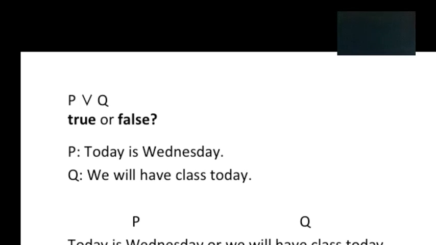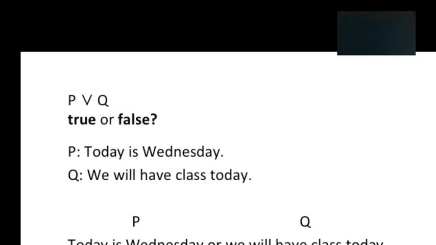So if I say it on a Wednesday and we actually have class, certainly the whole thing is true. It's true because today is Wednesday, and it's also true because we'll have class today. It's sort of doubly true. So the first row of the truth table looks like this. If P is true and Q is true, then P or Q will also be true. On the other hand, if I say it on a Wednesday during Christmas break, even though we don't have class, it will still be true that today is Wednesday or we'll have class today, because I've said it to you on a Wednesday, even though we don't have class. And all it takes for the or to be true is for one of the two individual statements to be true. And that's what you can see in the next line of the truth table. If P is true but Q is false, still P or Q is true.